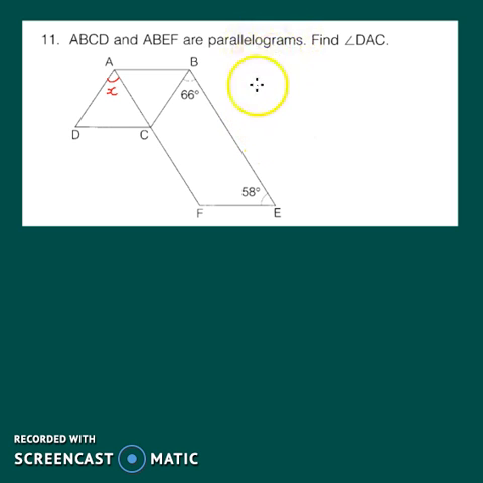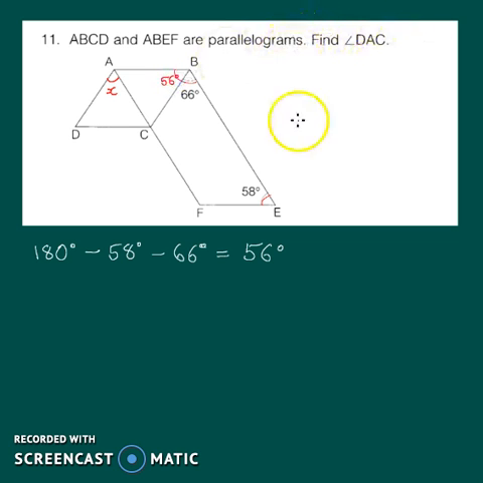So the first law that I'm going to use is that two angles between two parallel lines in a parallelogram add up to 180 degrees. So the angles that I'm looking at right now are this one here and this whole angle over here, which contains this angle CBE. So I know that altogether those two angles, let's use a slightly thicker pen, add up to 180 degrees. So if I subtract 58 degrees and 66 degrees, what I'm left over with is 56 degrees. So I know that this piece over here is 56 degrees. Okay, great. So far so good.